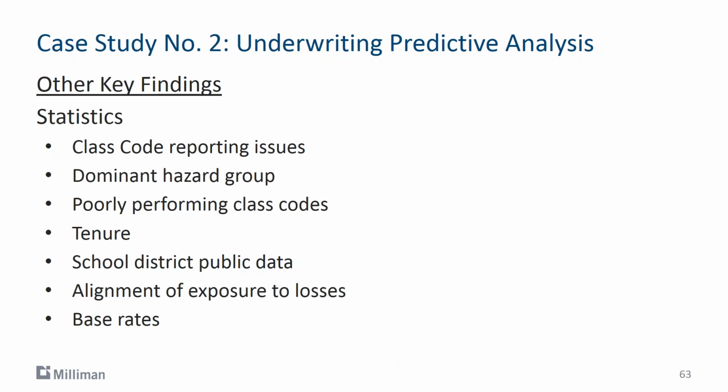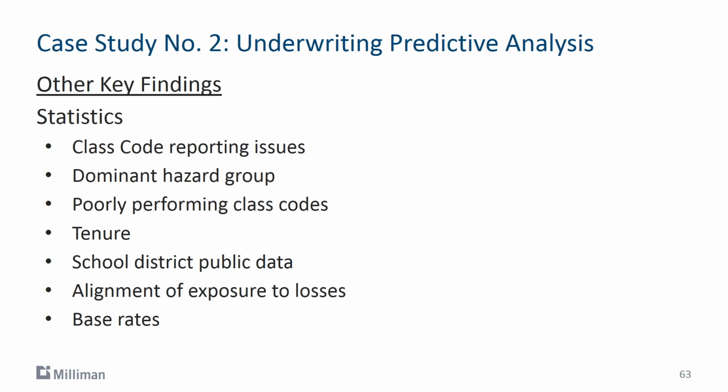Some other key findings that we had from this analysis for this particular pool: they had various class code reporting issues that we noticed within their data analysis. We saw some interesting results around dominant hazard group. They certainly had poor performing class codes that could be addressed by improving the rating algorithm by class code. Tenure, there was an opportunity to utilize tenure. Collecting data on the schools, in particular any public data, could be advantageous to them. Aligning of exposure to losses wasn't always accurate, and then some of their base rates, we saw some errors in the base rates that they were applying.